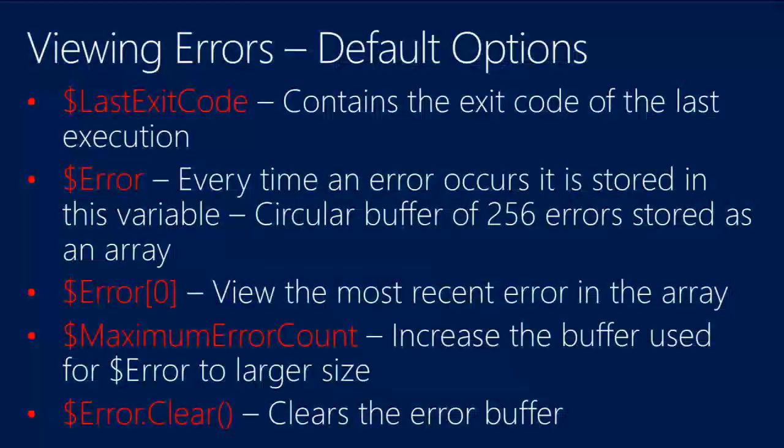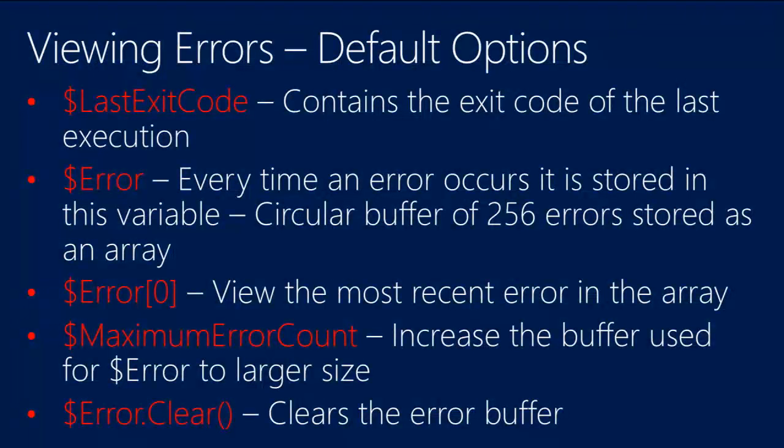All right, so we've talked about over and over again how mistakes are made and they're never my fault, but when mistakes are made, we need to know about them. So there are a number of different error options we can see. So first is $LASTEXITCODE, and that contains the exit code of the last thing we ran, right? Then we have $error. Every time an error occurs, it's stored here, and this is a circular buffer. So if you're really bad at PowerShell and you type $error, you can see all your mistakes, not just the most recent one, right?